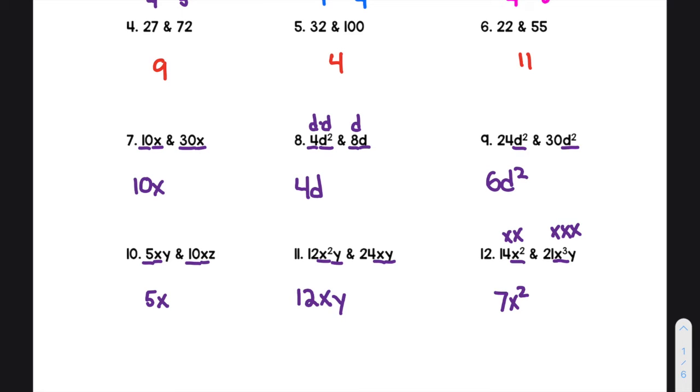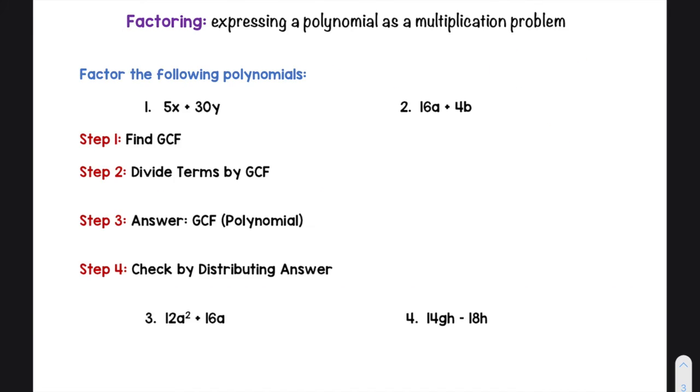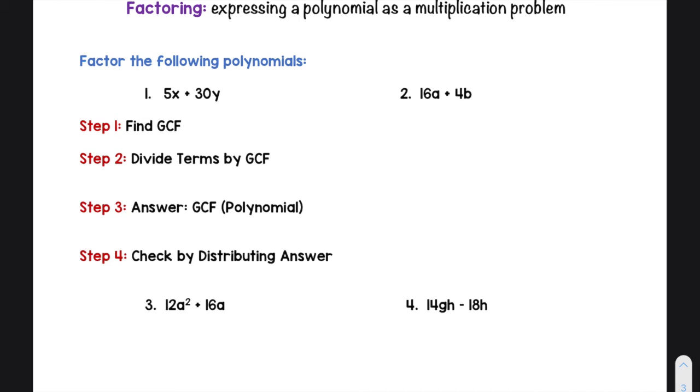We are now going to use the greatest common factor to factor expressions. On our second page here, factoring is expressing a polynomial as a multiplication problem. Problem number 1, we see each step in factoring a polynomial, in which the first step is to find the GCF, just as we did on our first page. The GCF for the terms 5x and 30y would be 5, since 5 is the biggest number that goes into 5 and 30. In addition, they both don't have the same variable.